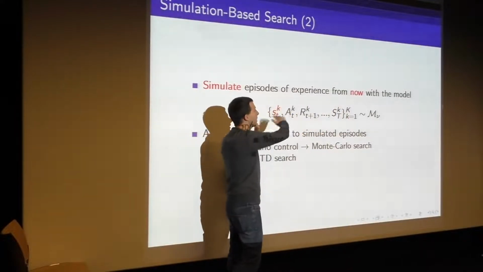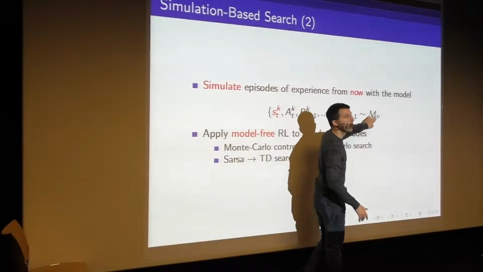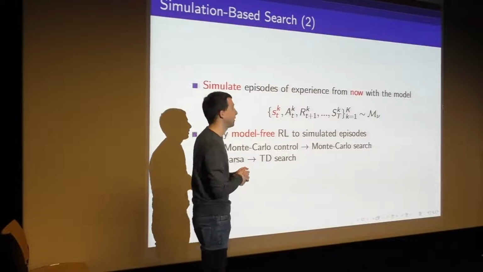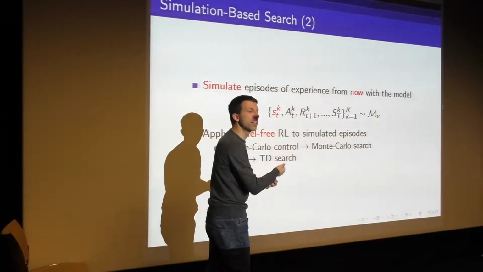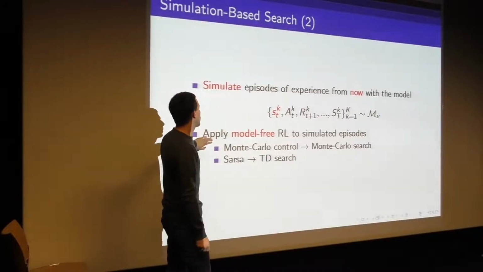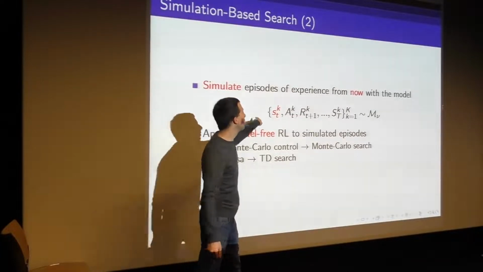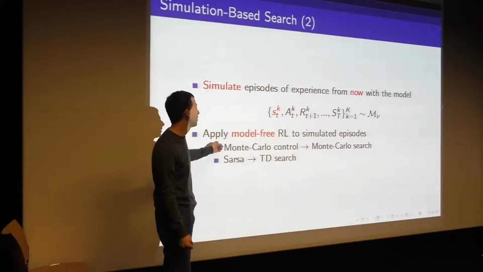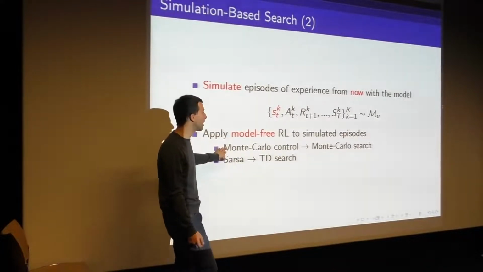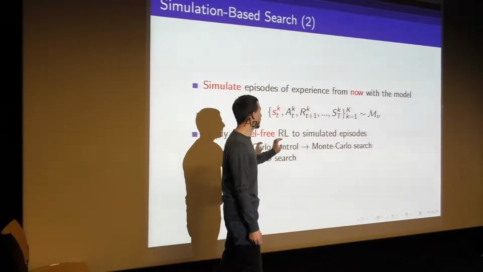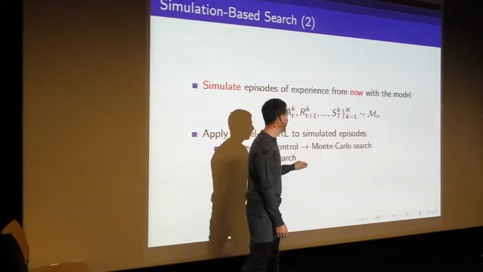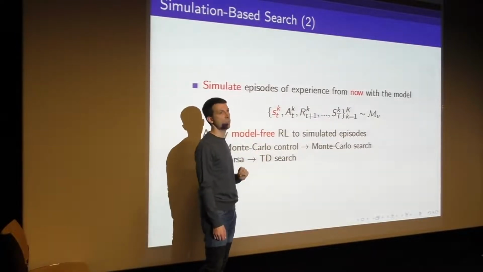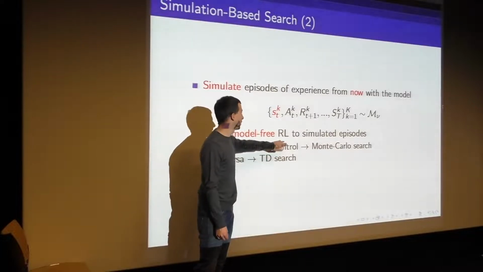We do that big K times, and we sample these things from our model, or from the real world if someone gives us the real dynamics. If someone tells us the rules of chess, we don't need to learn it. And now, we apply model-free reinforcement learning to this data, to our simulated experience, and we use our favorite method. So we could use Monte Carlo. If we use Monte Carlo control, then that gives us a method called Monte Carlo search. If we apply Sarsa, that gives us a method called TD search. I'll talk about both of those. This one's particularly well known.